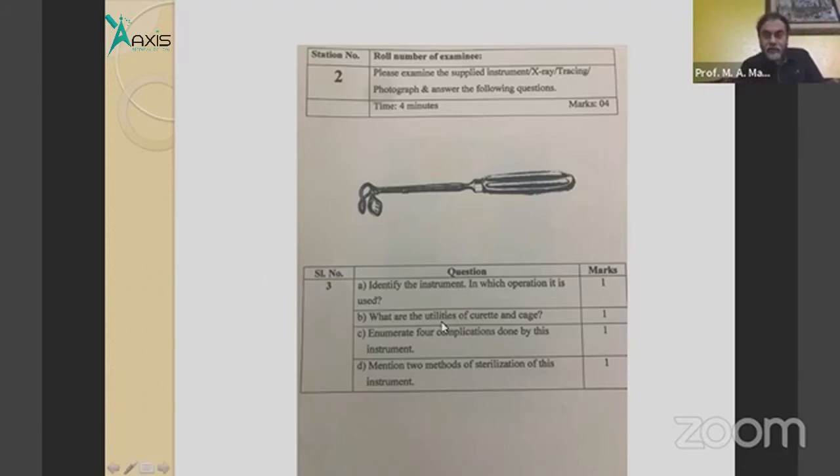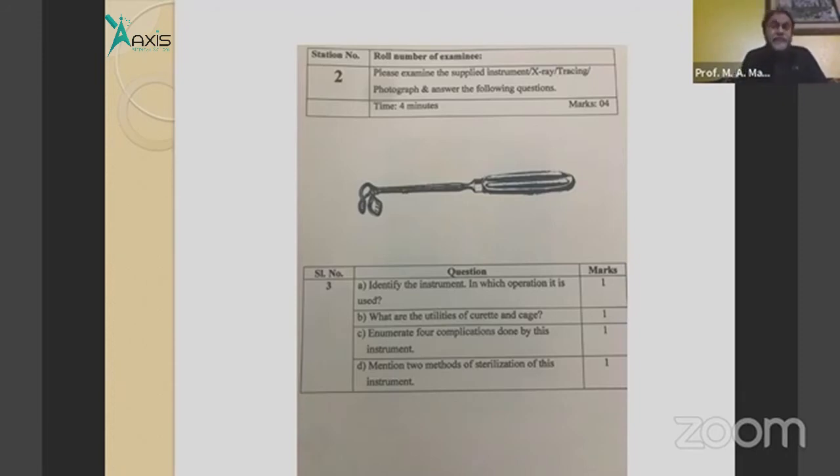Okay, enumerate the 4 complications caused by this instrument. What are the common complications? One is we can injure the blood vessels, so primary hemorrhage or reactionary hemorrhage. Number 1, important complication. Number 2, we can injure the nasopharyngeal wall, the oropharyngeal wall, the hypopharyngeal wall. That means when you give a thrust like that, we can injure the pharyngeal wall, causing laceration of the pharyngeal and nasopharyngeal mucosa.